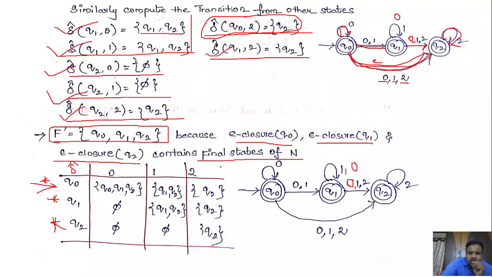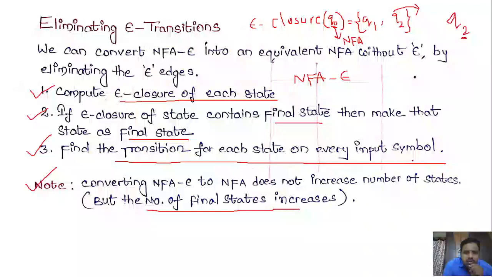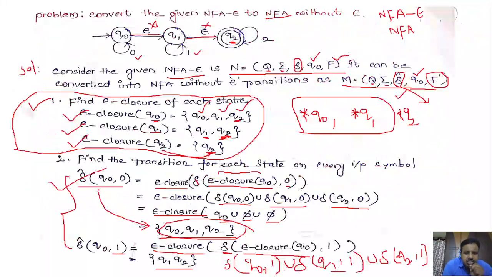Okay. So in this fashion, we can convert the given NFA with epsilon into the NFA without epsilon, right? So what you need to do is just follow the 3 steps. Compute the epsilon closure of each state. Then, if the epsilon closure of any state contains the final state in the given problem, mark that state as a final state, and then find the transition for each state on every input symbol. That means you have to calculate the transition function on this particular resultant NFA.